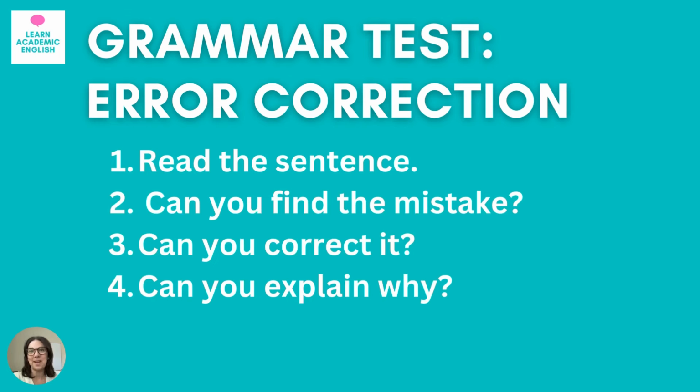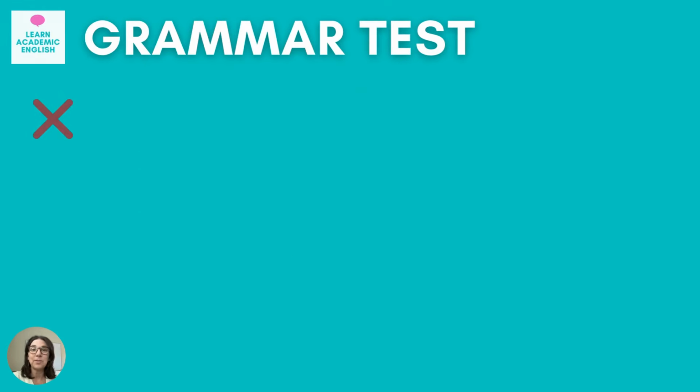Okay, let's get started. In today's grammar test, we're going to look at error correction. This means that you're going to read the sentence, see if you can find the mistake, try to correct the mistake, and then see if you can explain why. Looking at mistakes is a great way for you to understand more about grammar because it helps you to think about the grammar that you already know, and then it helps you to use that grammar to correct the sentence. Okay, let's go ahead and start with the first one.